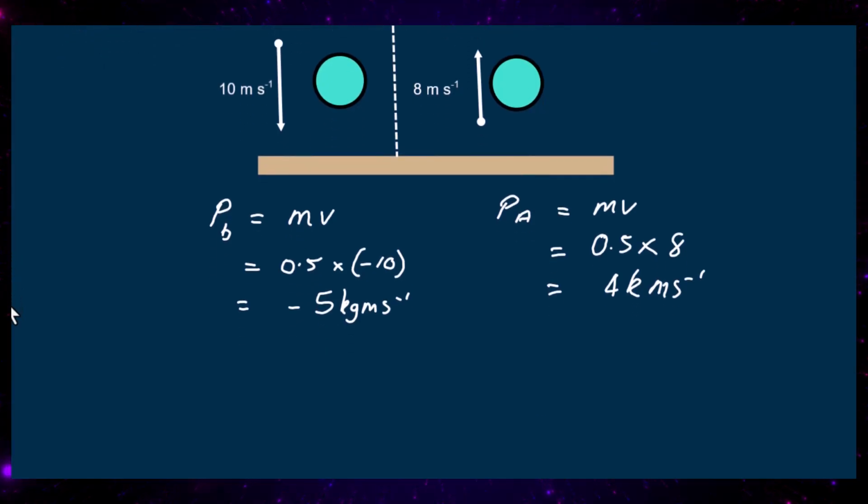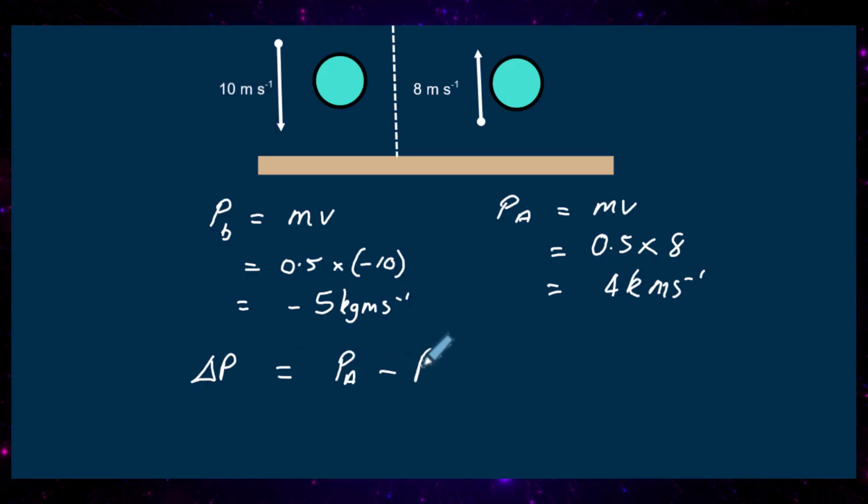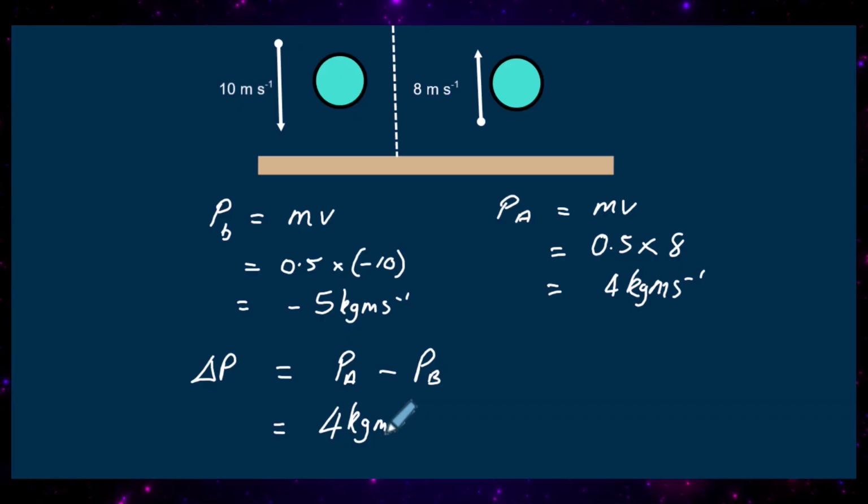Okay, what's the change of momentum then? Well, the change of momentum is simply equal to the following. Delta P, that's the symbol for change of momentum, is equal to the momentum afterwards, take away the momentum before. That's going to give us a change of momentum. And that's going to be the same as 4 kilogram meters per second.